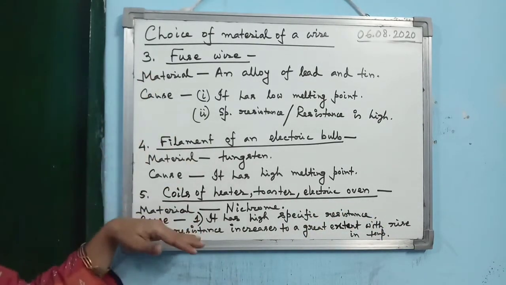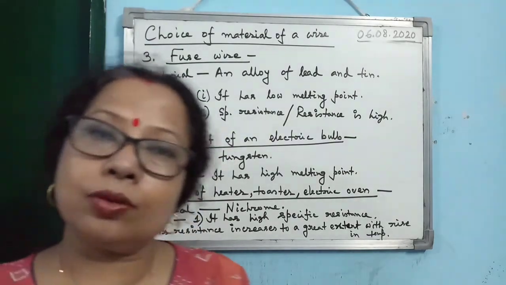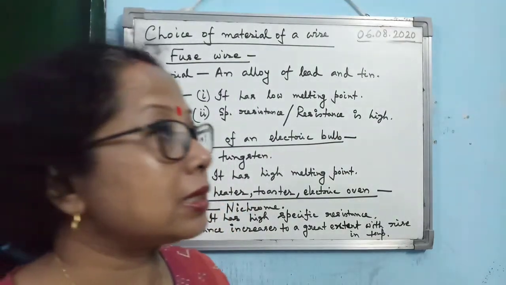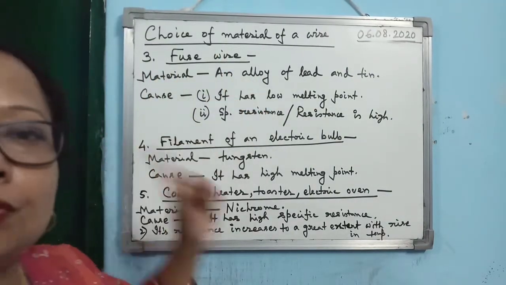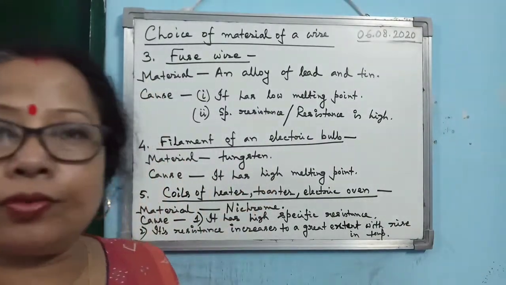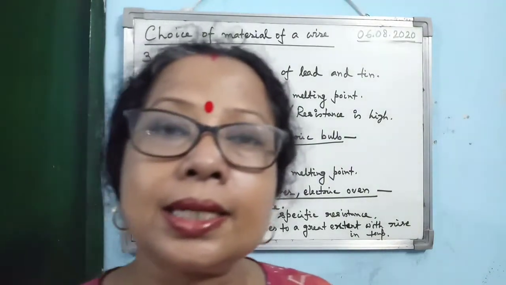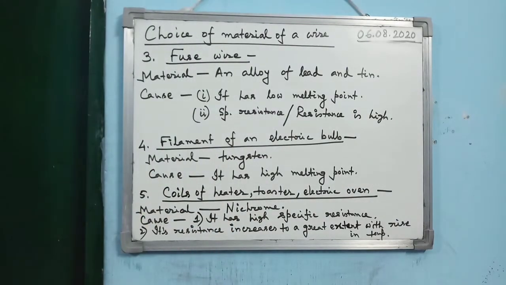So this topic is very important. Almost alternate year you may get a question on it. So you must remember the material used and what is the cause for that. That's why I have given pointers. All the 5 cases you must learn and remember for the choice of material.